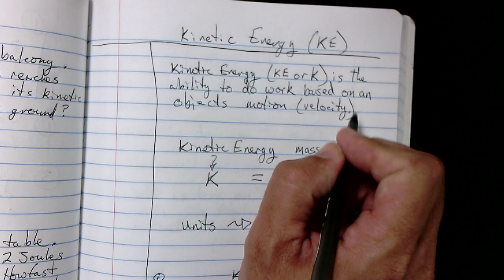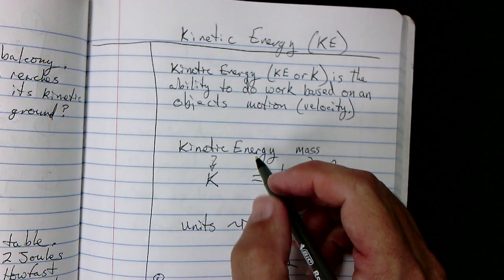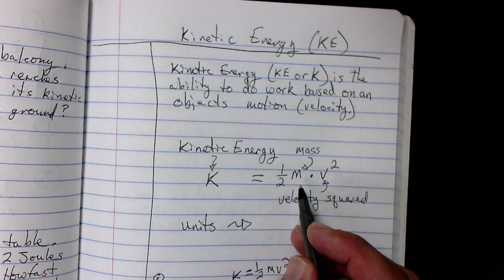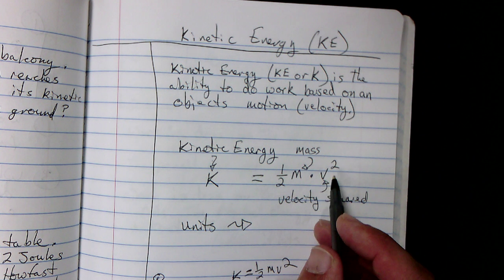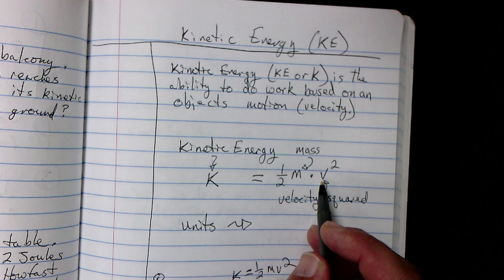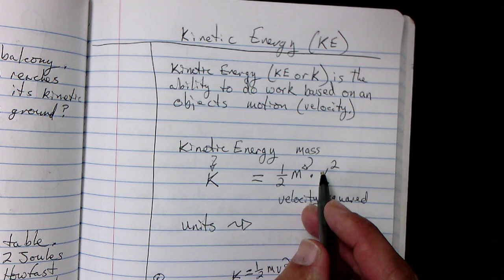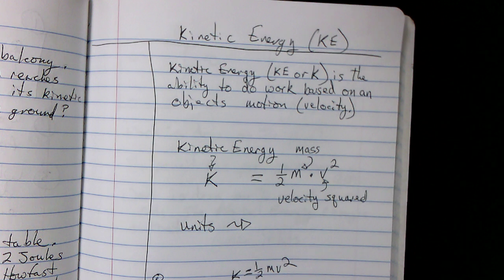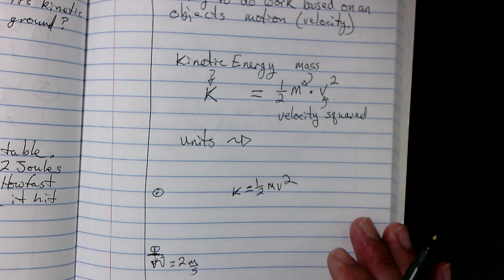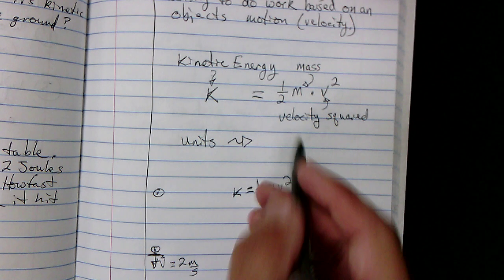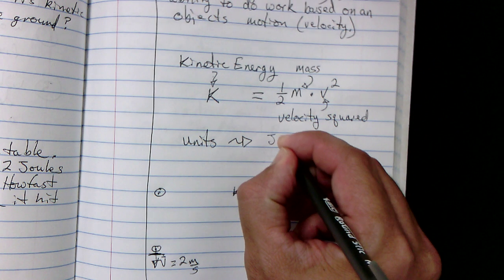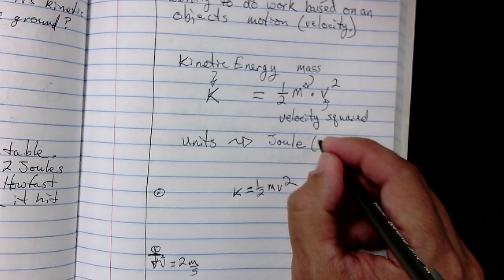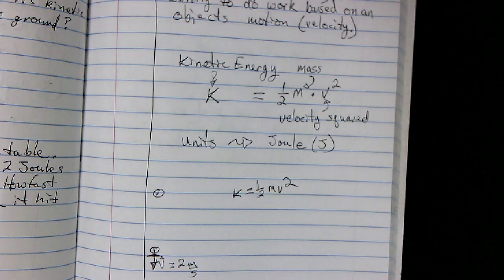When we say motion, we're talking specifically about velocity. So kinetic energy, represented by the symbol K, equals 1/2 mass times velocity squared. So this is the mass and this is velocity. The big gotcha when you're working your math problems is that velocity is squared, so keep that in mind as we go along. The units for kinetic energy, guess what? It's the same unit we've been talking about. It is the joule. Okay, the units for kinetic energy are joules.